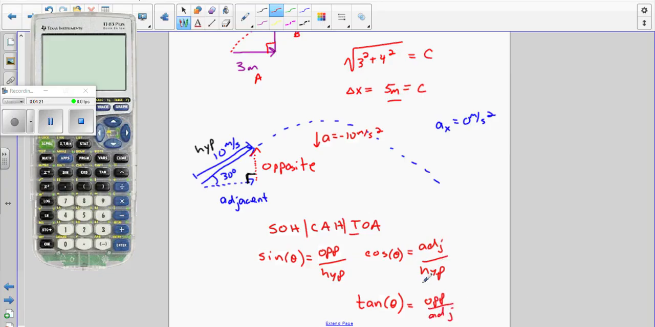So those ratios of side magnitudes are related to the angle through these 3 trig functions. And these 3 trig functions can be found on your calculator. So we have their sine, cosine, and tangent on my calculator. Okay? So what I'm going to do to break this 10 meters per second into what I call components, the x component and the y component of this 2-dimensional vector, first I'll find just the adjacent side.